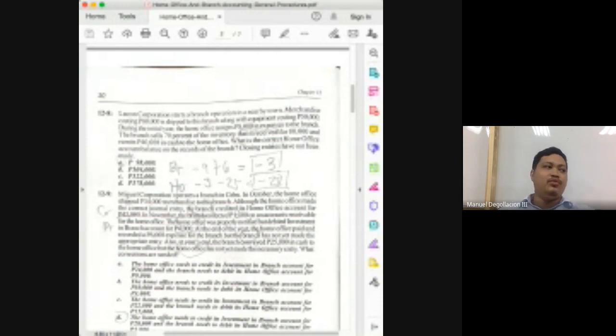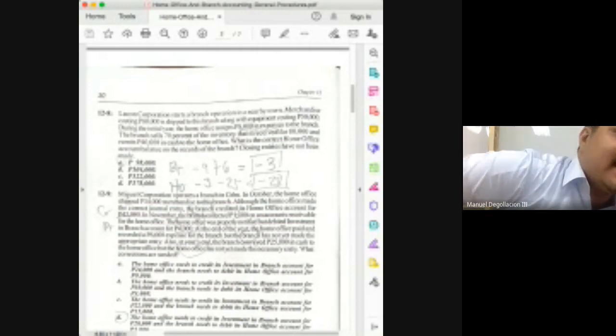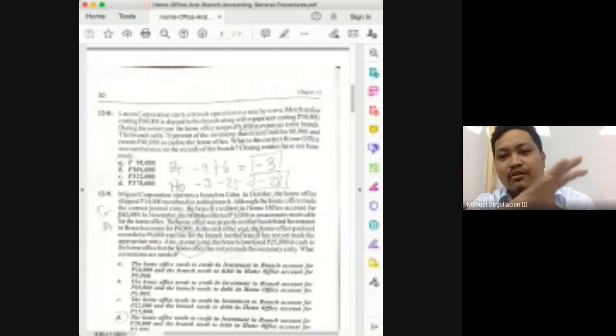What does profit do to your reciprocal accounts? Add, increase. Okay, so what do you think would be the entry in the books of the branch, class? Debit income summary, and credit home office in the amount of 16,000. What would be the entry in the books of the home office? Debit investment in branch and credit branch income in the amount of 16,000. So how much then would be the updated balance of your reciprocal accounts? It would be the 98,000 plus 16,000. That will give you 114,000.